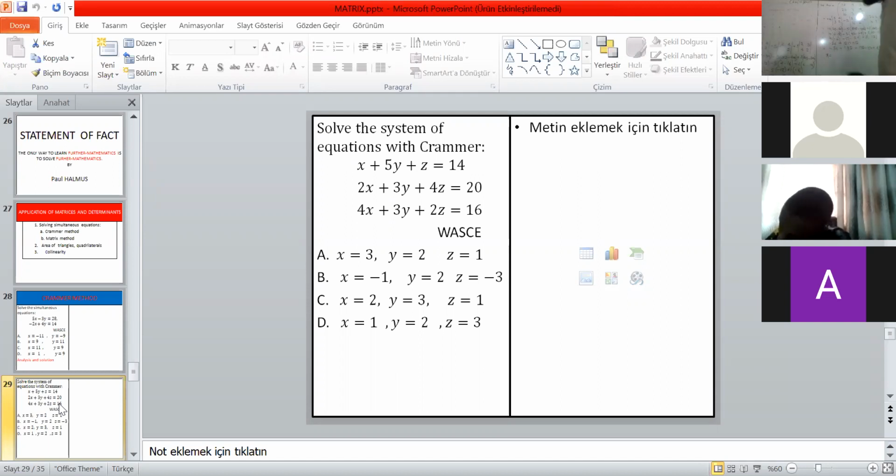At this point, our x is going to be what? Delta x over what? Delta, which is what? 48 over what? Look at the delta answer here. 48. So it's what? 1. Bingo. That's the answer. I hope you are following. Can you quickly copy down this solution? Copy down the solution.